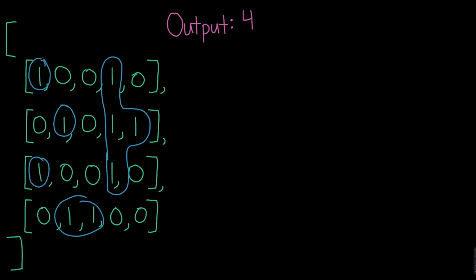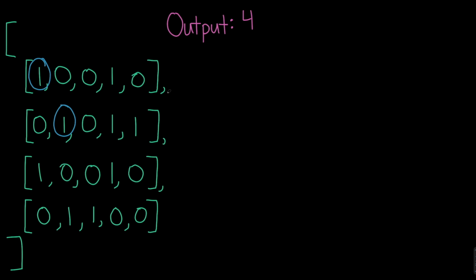So you can see that these three islands over here have an area of 1. This island at the bottom has an area of 2. And this island over here has an area of 4. So the area is just how many ones are present inside the island. So you can see the largest island has an area of 4. It is this one over here. And so we would output 4.